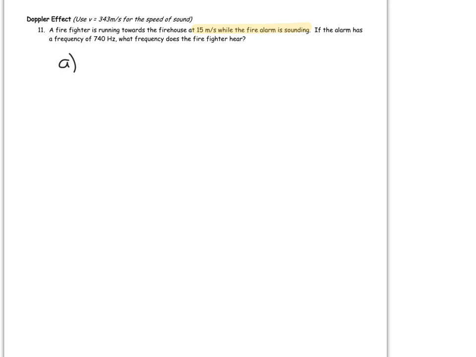In this case, the firefighter is the observer. So this 15 meters per second is going to be the velocity of the observer. The source would be the firehouse itself, which obviously is not moving. And then this 740 hertz, that's going to be the frequency of the source itself. That's the actual frequency emitted by the firehouse. And we want to figure out what frequency the firefighter hears.